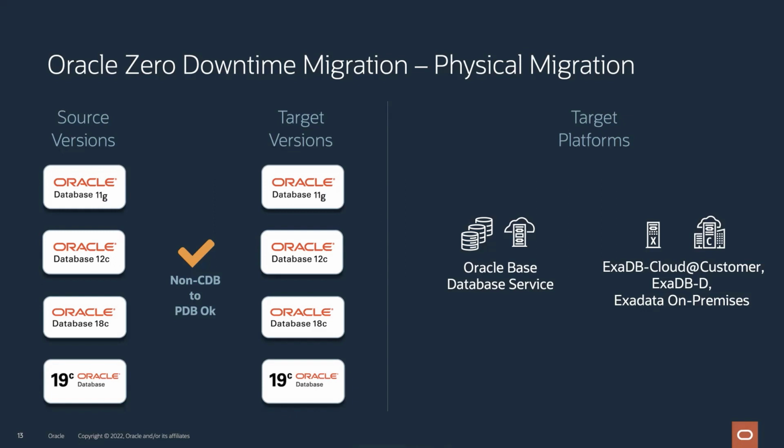Now, targets. We support Oracle Base Database Service, formerly known as Database Cloud Service, and Exadata Database Service at Cloud at Customer, Exadata Database Service on Cloud, so Exadata Cloud Service, ExaCS, and then, of course, Exadata on-premises. One important thing is that even though we have to go from the same version to the same version, we do support differences in patch level. So the patch level of the target could be higher. That's fine. ZDM will then run Datapatch at the end of the migration to ensure that everything is consistent.